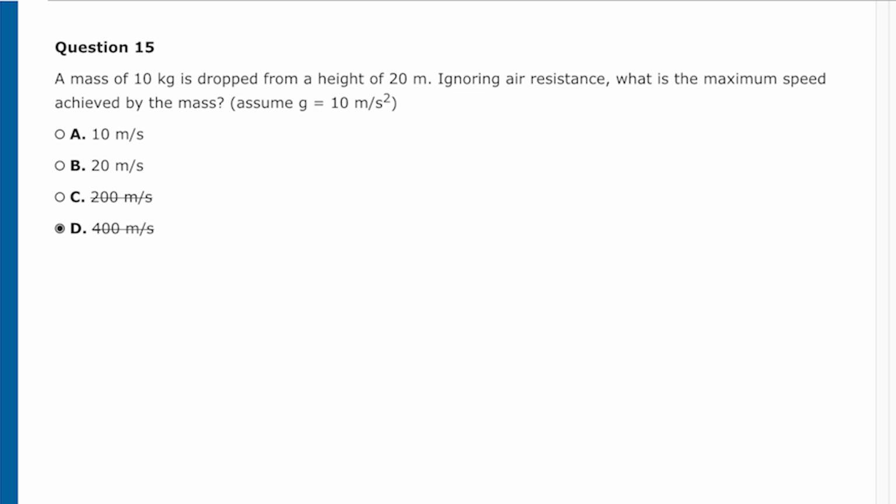So we just have gh equals 1/2 v squared. You can multiply by 2, so you have 2gh equals v squared. Then you can just plug in the numbers to find the velocity. g is 10, h is 20, so we have 2 times 10 times 20, which is 400. Square root it, and it turns into 20.